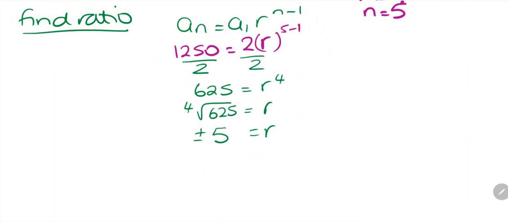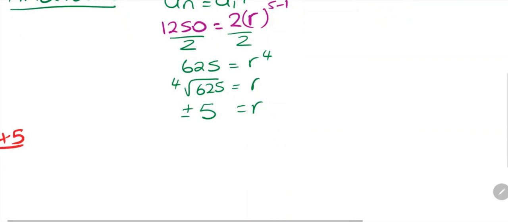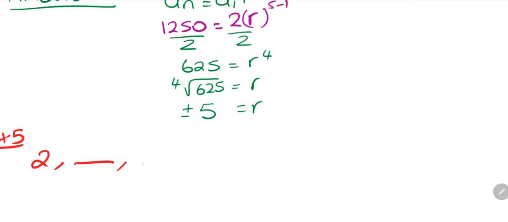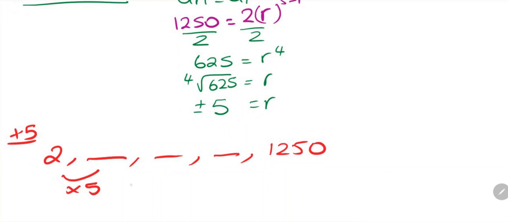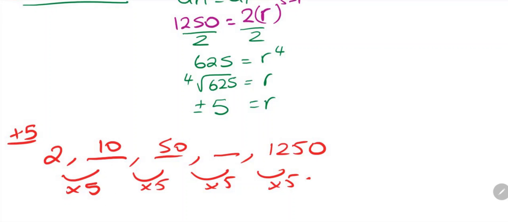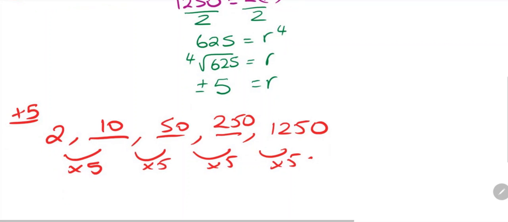So we're going to look at both of the sequences. First of all, when it's plus 5, positive, our sequence is 2, we have 3 terms that we don't know, and 1250. So for each term, we're multiplying by plus 5 to get to our terms. So 2 times 5 is 10. 10 times 5 is 50, and 50 times 5 is 250. And to check, 250 times 5 is 1250.